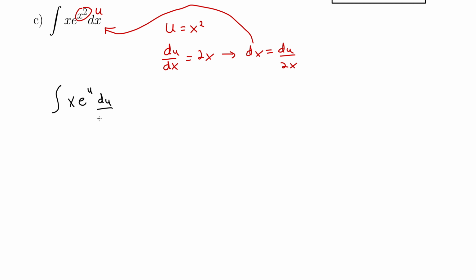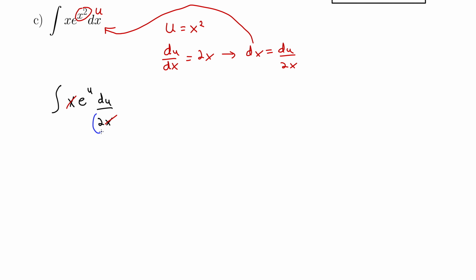And if you've done this correctly, you should be left with only u's. You never want to have mixed variables inside an integral like this. That is until Calc 3, and then you start having all kinds of variables. But for now, we only want one variable inside of each integral. So if you end up with x's and u's in your integral, something's gone wrong. You need to go back to the drawing board.